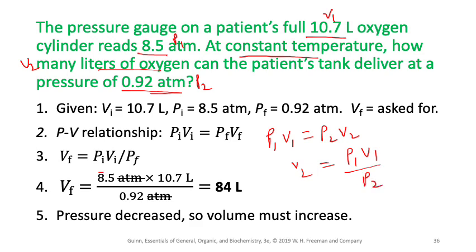And when you plug in the numbers, 8.5 for P1, 10.7 for V1, 0.92 for P2, you're going to get 84 liters. Because pressure decreases, the volume must increase, right, according to Boyle's law.